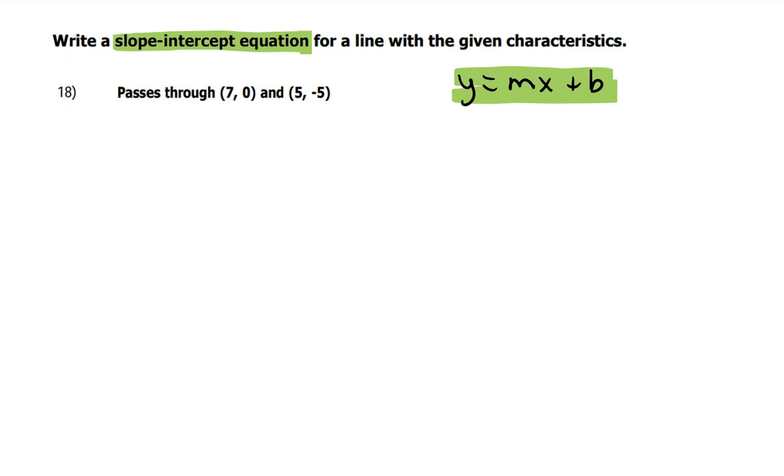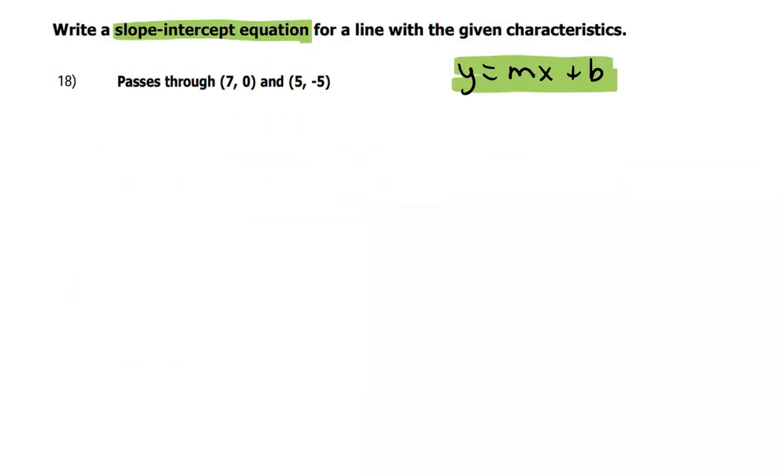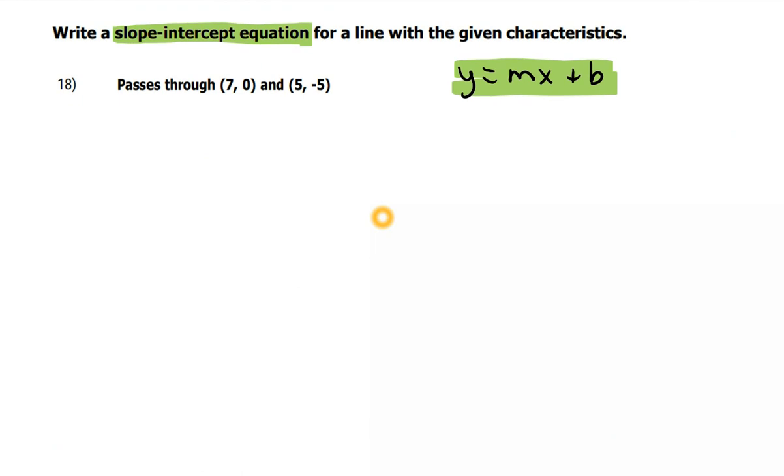That would be if it was 0, 7. This is 7, 0. So that's of no help to me whatsoever. So I still want to use the point slope form of a line like I did in the last example, number 17, except in the last example, they gave me the slope and then some random point. On this one, they're giving me 2 random points and no slope whatsoever.